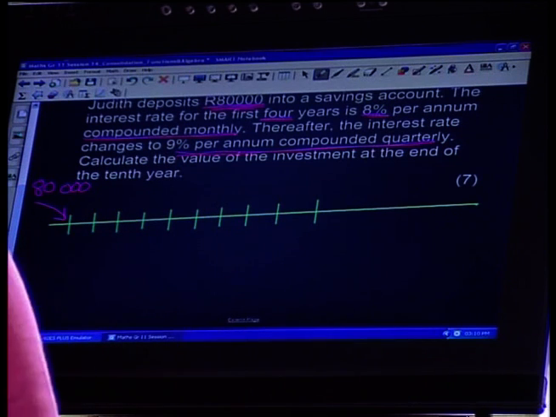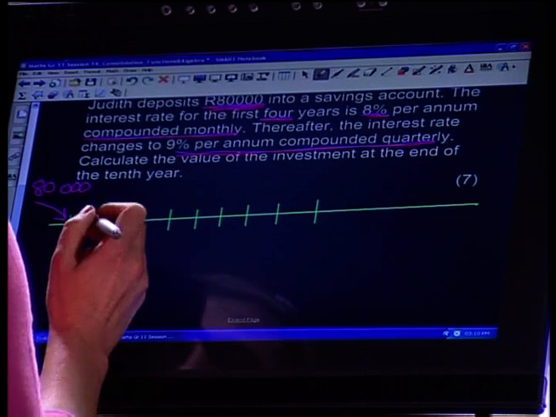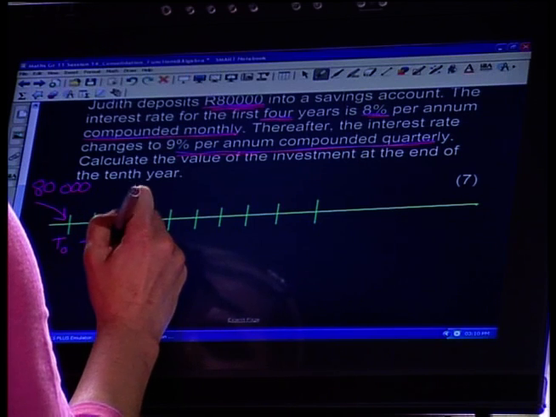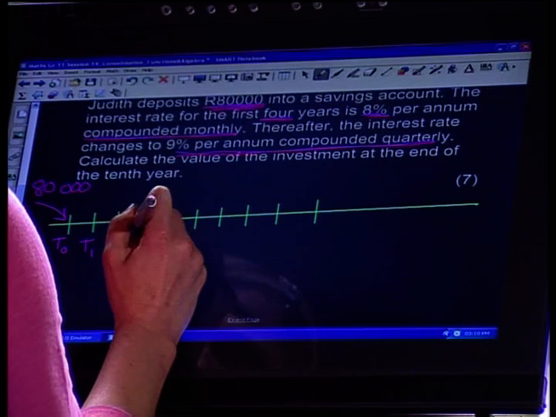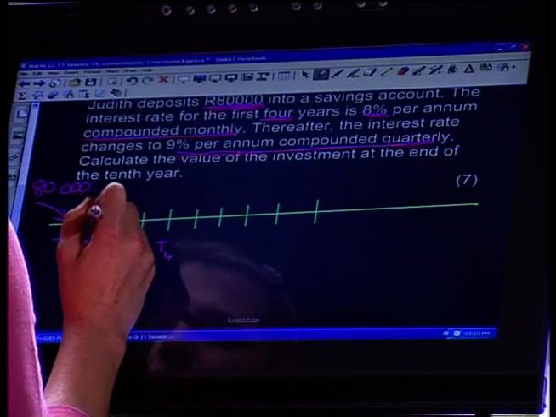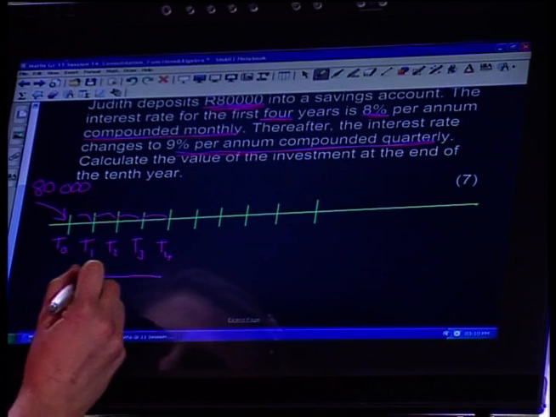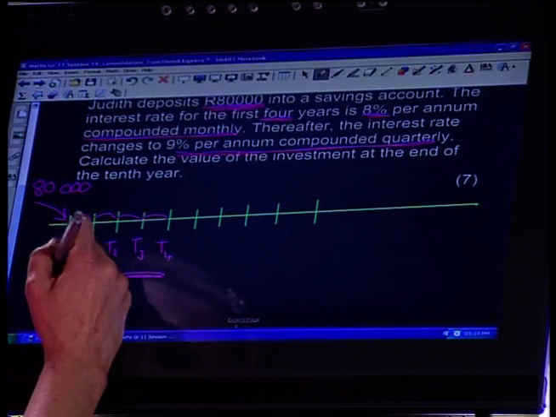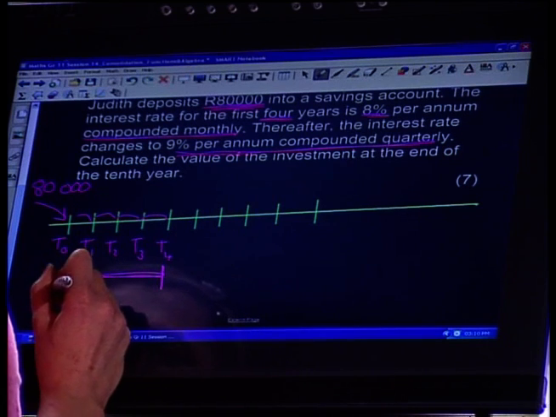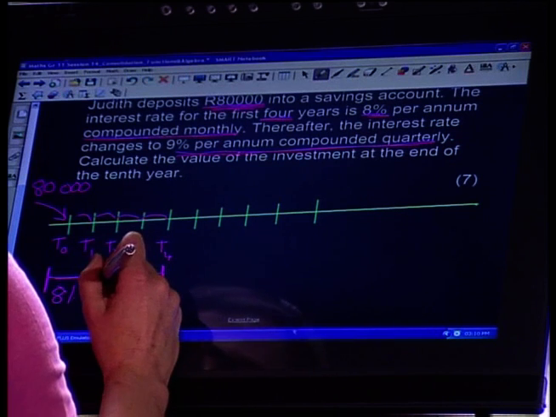Now, the interest rate for the first 4 years is 8% per annum monthly. So this is T0, T1, T2, T3, T4. So 1 year, 2 years, 3 years, 4 years. And for this period, my interest rate is 8%. And I'm just going to put monthly.